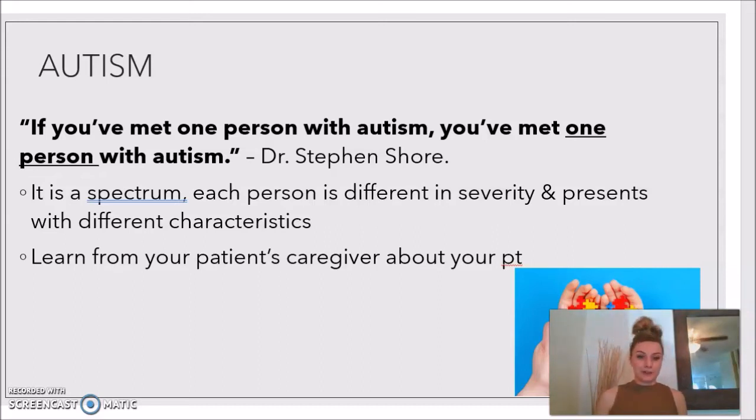So autism is a spectrum, and you've got to remember that, right? So everybody is going to be somewhere different on a spectrum. So the severity is going to be different. There's going to be different characteristics that they have. One of the best things that you can do is to learn from your patient and your patient's caregivers about that particular patient, because just because Joe over here has autism doesn't mean that Sue over here is going to act the exact same way that Joe did. So having that real good connection with caregivers and your patient is going to help you a lot.